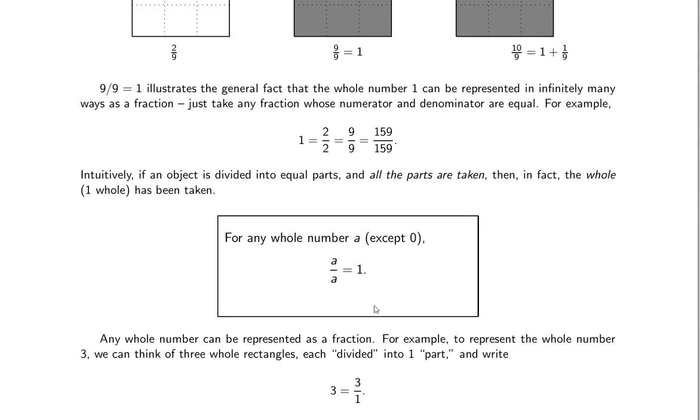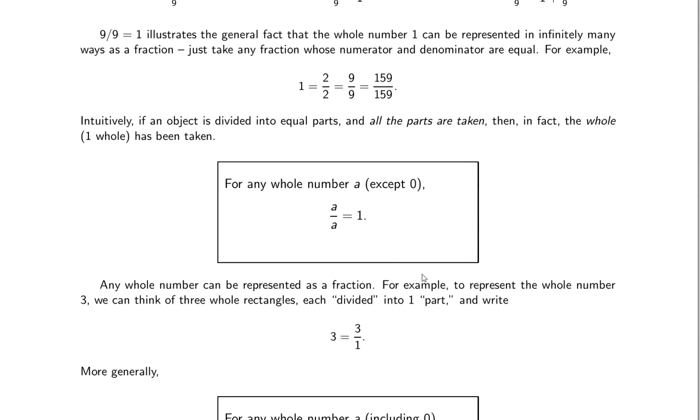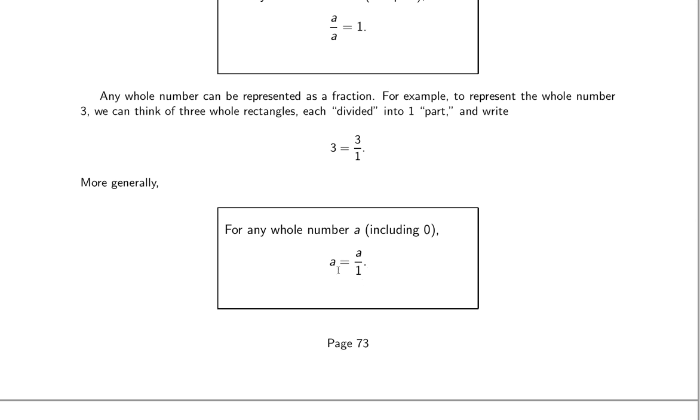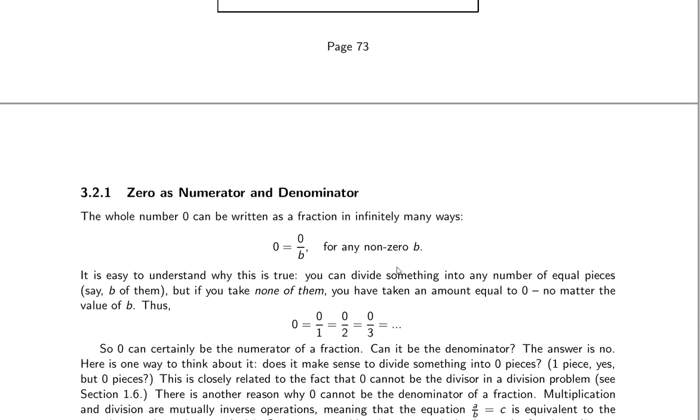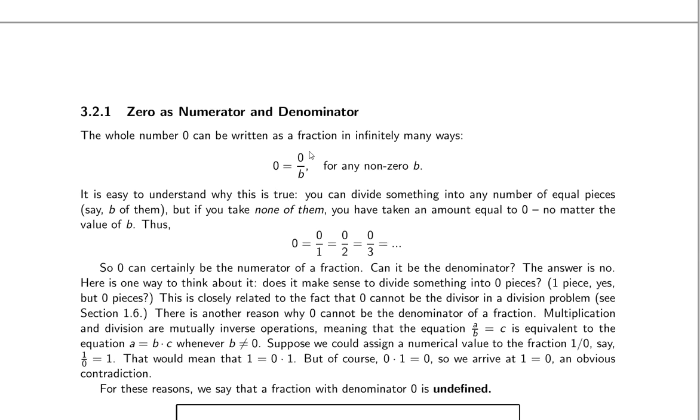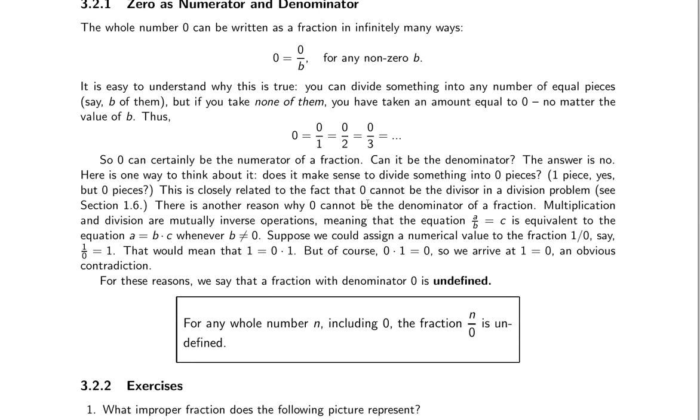Again, a over a is 1. A over 1 is a. And 0 over b is 0. And if the denominator is 0, then that's undefined.